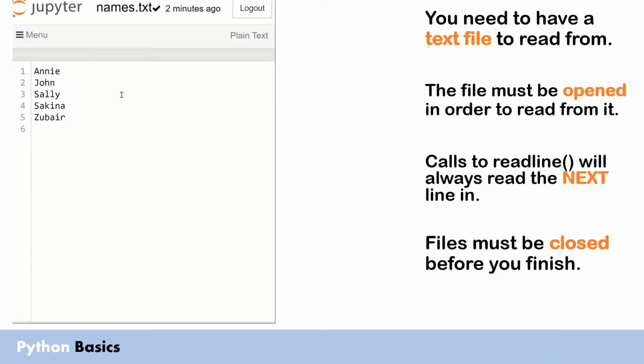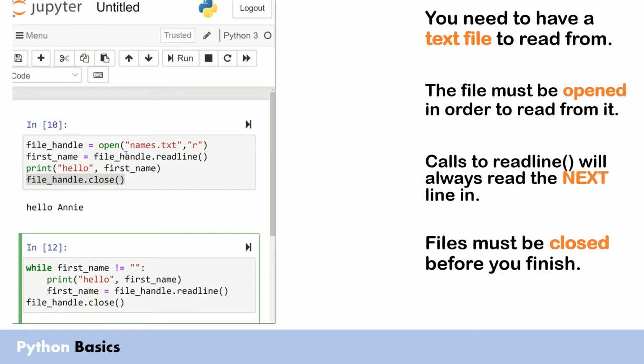In order to make file handling work, the first thing you need is a file to read from. Okay, so here I've got a file called names.txt, and in this file I've got a number of names. I've got Annie, John, blah blah blah. Each of these names are on a separate line. Now that's very important for now because we are going to be reading in this file one line at a time. So let's go to this code, and I'm going to run this first bit of code here.